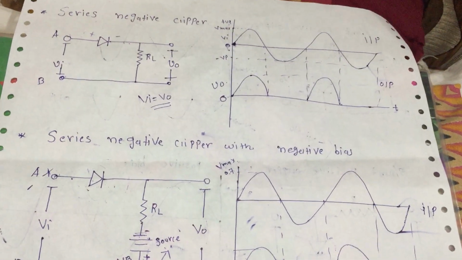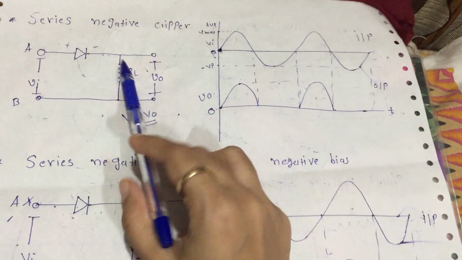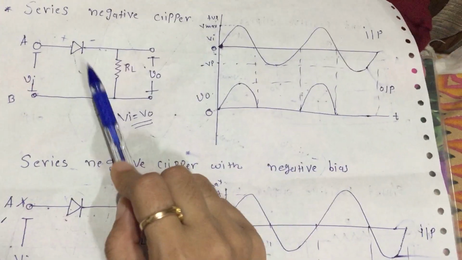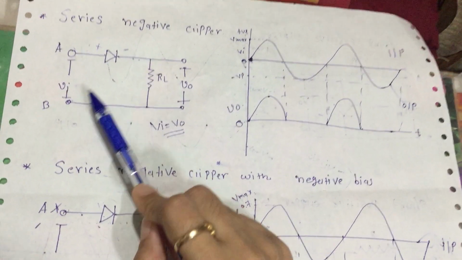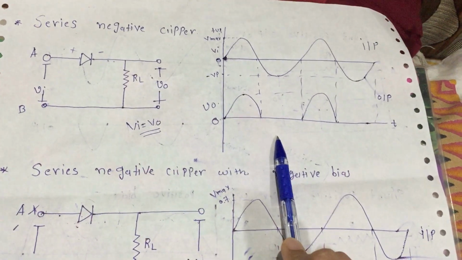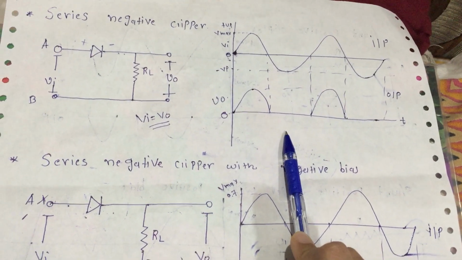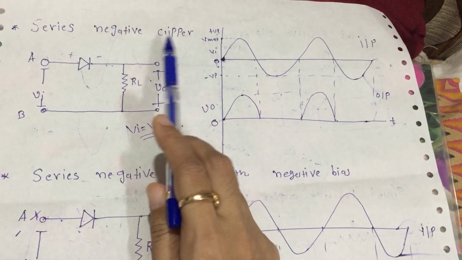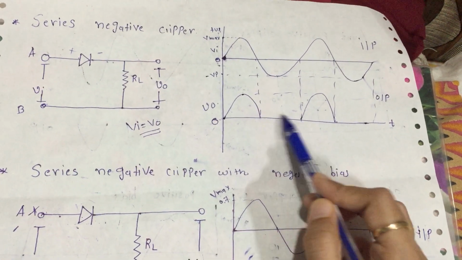Now we see the series negative clipper. As you see, this circuit is the same as a half wave rectifier. There is nothing different in it, and the output is also the same as a half wave rectifier. In a negative clipper, we clip or cut the negative side.